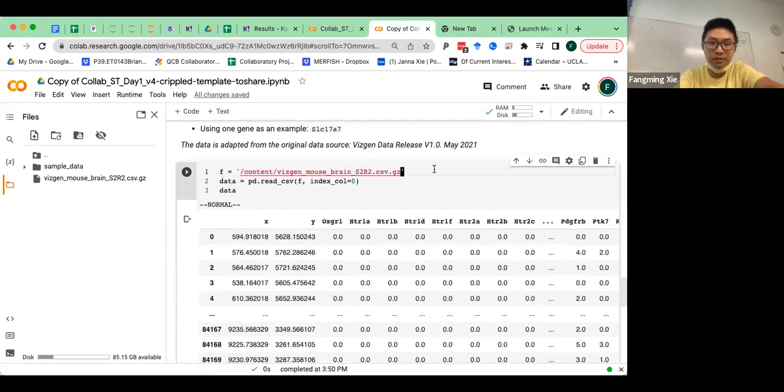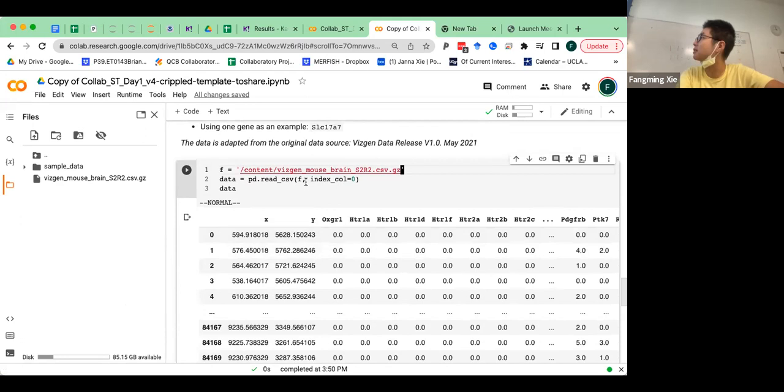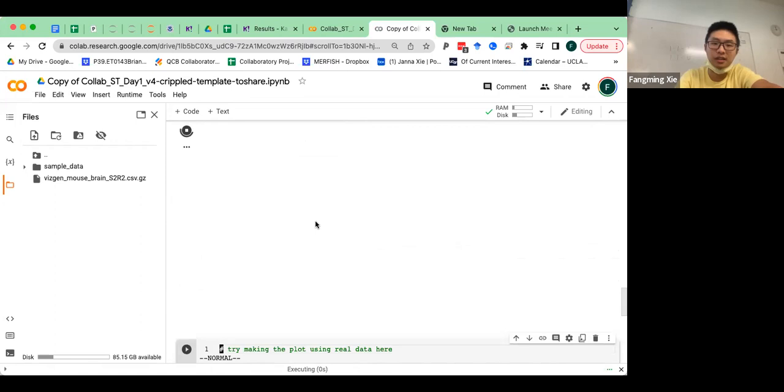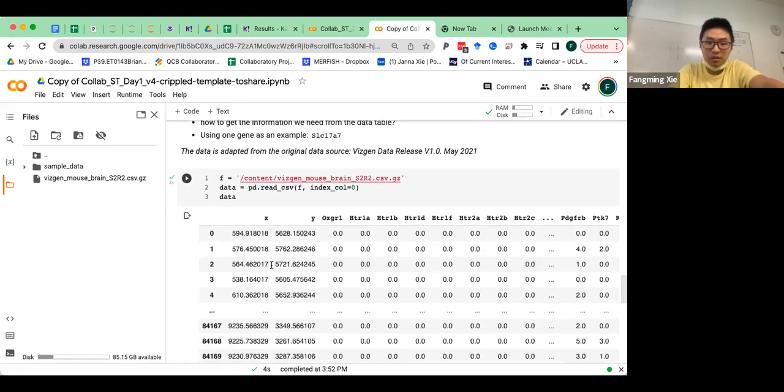Okay, I finished mine. So I already typed in how to load this data set. You need to know the path to your file, which happens to be this. And then you use a package called pandas that allows you to read the data table, then assign it to data. We'll just run it. Okay, now I get my table.